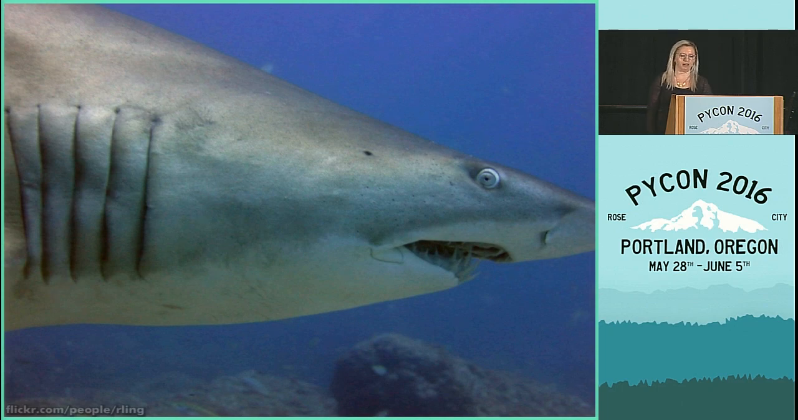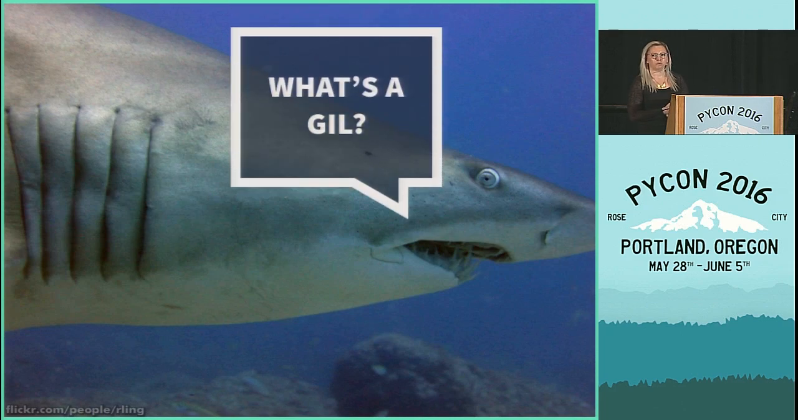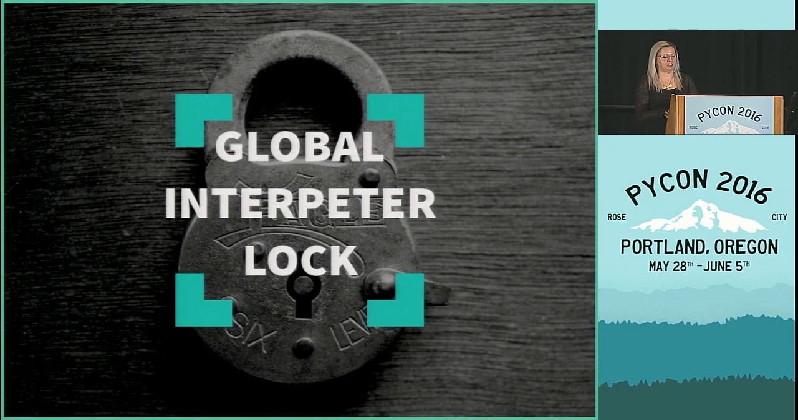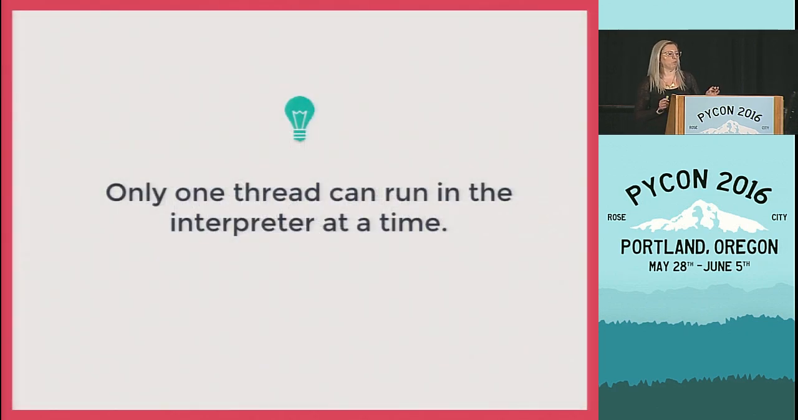Now, let's talk about the elephant in the room, or in this case, the shark. What's a GIL? A GIL is a global interpreter lock. A global interpreter lock prevents multiple Python threads from executing Python code at the same time. So there's one GIL for each interpreter. In other words, two Python programs running on one machine don't share a GIL. So one thread can run in their interpreter at a time.